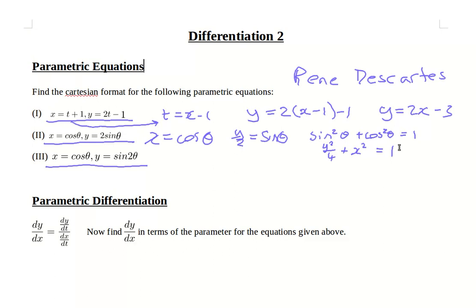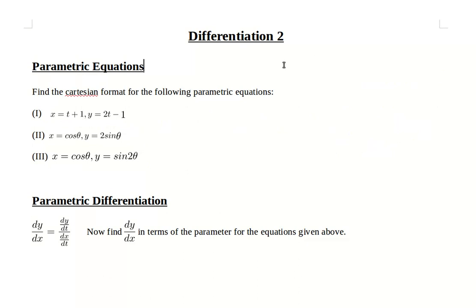Okay, I'm going to clear the screen now because I'm going to need a bit more space for the last one. Even though the last one looks very similar to part 2, this one's actually much more difficult, because, and I hope you see this straight away, that's a double angle. And if that's a double angle, what we really want to do first is convert them both to single angles. The double angle formula for sine 2 theta is that it equals 2 sine theta cos theta.